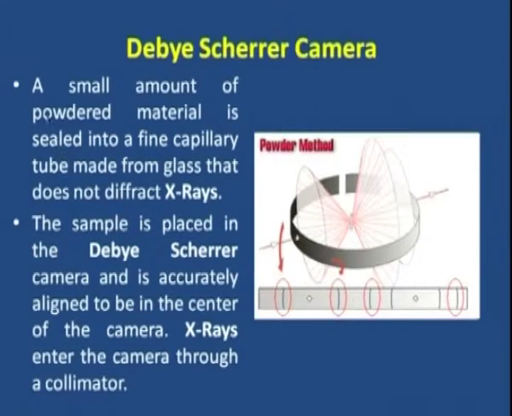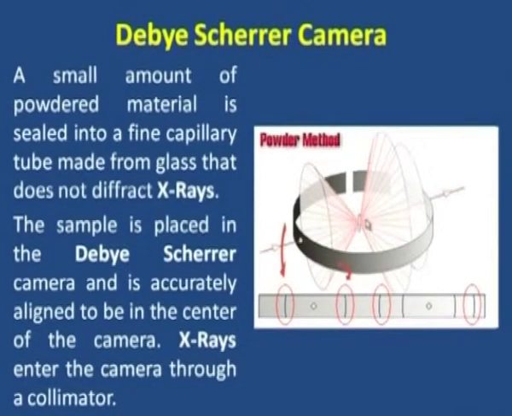There are arcs. A small amount of powdered material is sealed into a fine capillary tube, which is called a Lindemann tube. You see a tube here in the Debye-Scherrer camera. What do you have? You have a small cylindrical tube in which the powdered sample is kept.